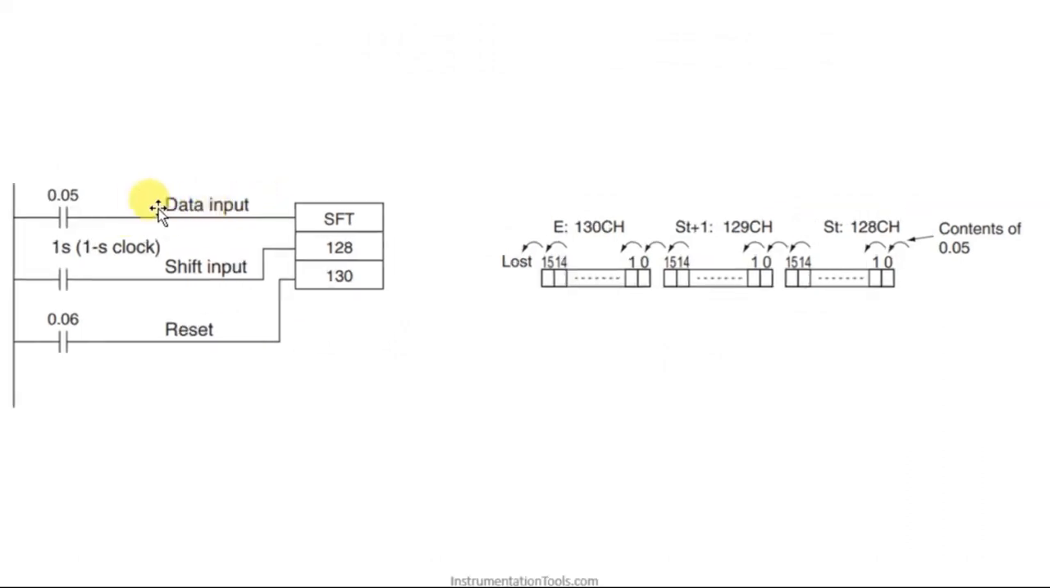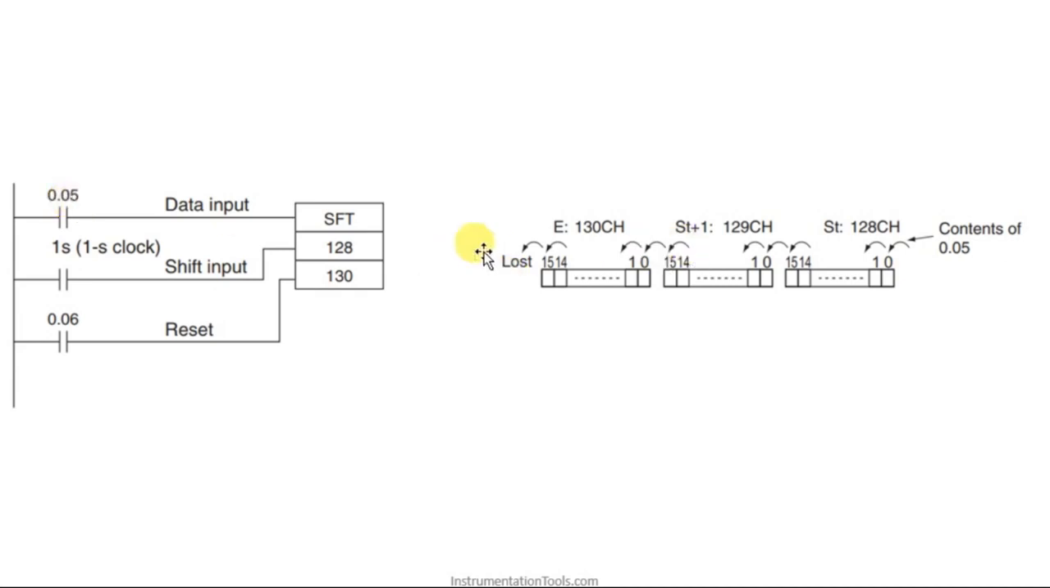So here we are having the data input. The data of this 0.05, whether it may be a 1 or it may be a 0, that 1 or 0 will be coming to this 0th bit. For every shift input on, we will be moving 1 bit towards left, and that first bit will be 0 or 1, depending upon this 0.05.